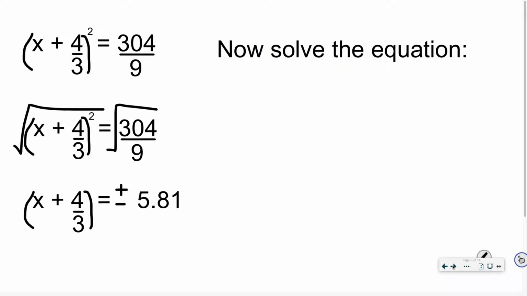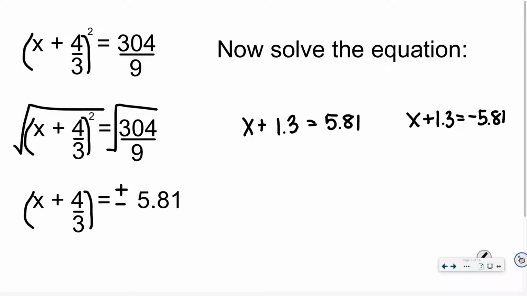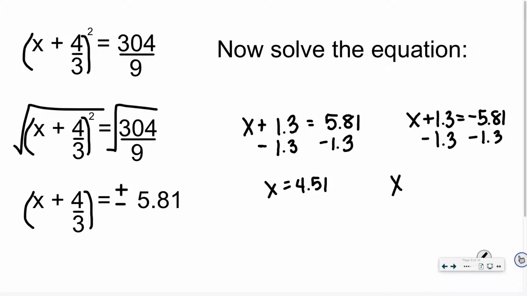Once I have our 16/9, I can find the square root here. My equation ends up being x plus 4/3, which I'll just say 1.3, it'll make it a little bit easier, equals 5.81, and x plus 1.3 equals negative 5.81. So if I subtract 1.3 from here, and then I subtract 1.3 from here, I would end up with 4.51, and here I would end up with negative 7.11.